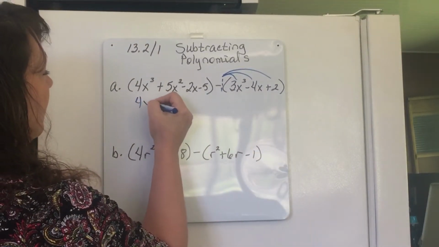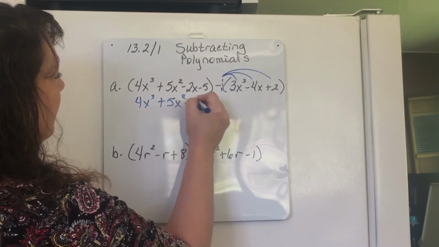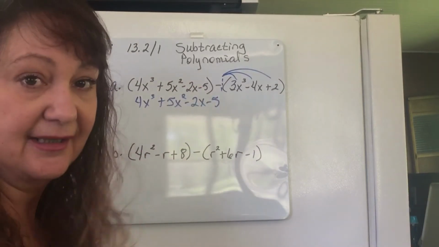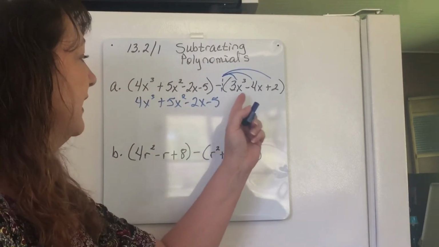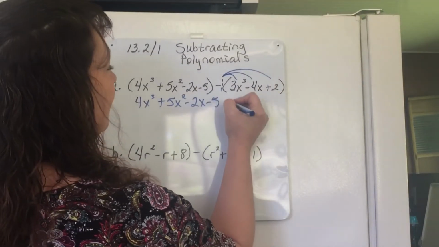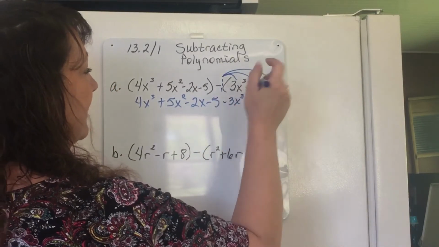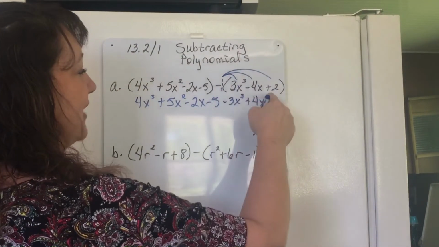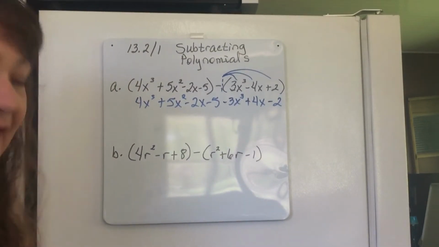So that's 4x to the third plus 5x to the second minus 2x minus 5, because this one didn't change. We did nothing to this one. But now that I've distributed this -1, it makes everything in here have the opposite sign. So if I distribute, that becomes a -3x to the third. A negative times a negative is a positive 4x. And a negative times a positive is a -2. Okay, so now I've rewritten it all.